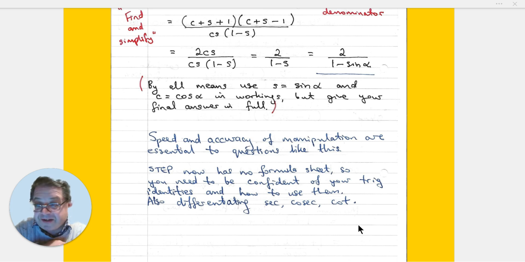Another point I would make is you could, throughout this question, in theory, have turned everything into sines and cosines, but that becomes unwieldy. Far better to become fluent and confident in using sec, cosec, and tan. This was quite a nice, accessible first question for a STEP paper, not using much beyond A-level techniques, except the algebra is more complex because it's expressed in terms of alpha and theta.